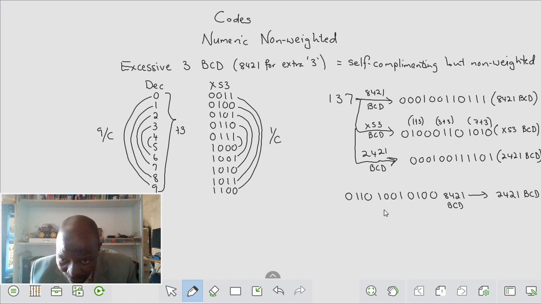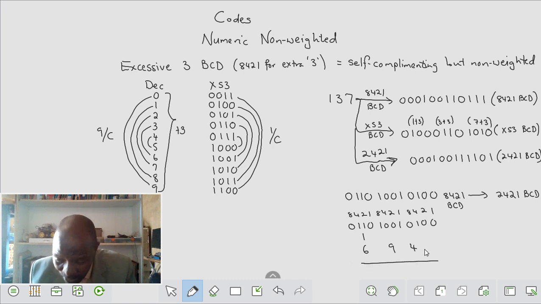If you look at this, we know every 4 bits give us a decimal digit. We'll take the number as it is, 0110, 1001, 0100, and we know this is 8421. So when you read this off, this is going to be 4 and 2, 6. This is going to be 8 and 1, 9. This is going to be only 4. So this number is actually 694 in decimal.